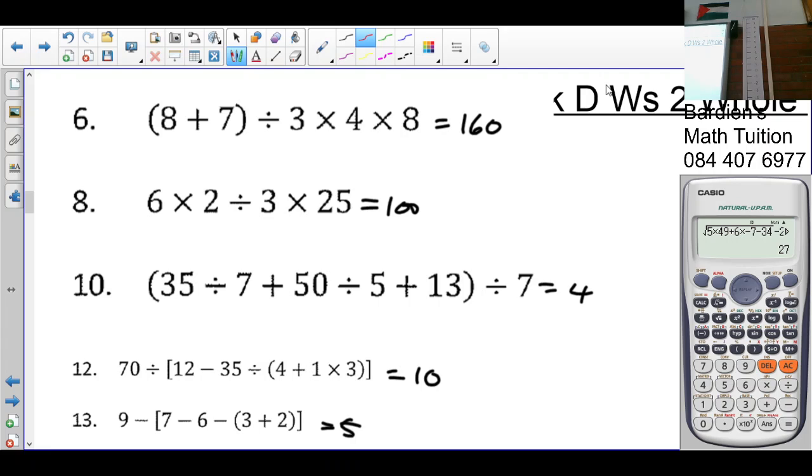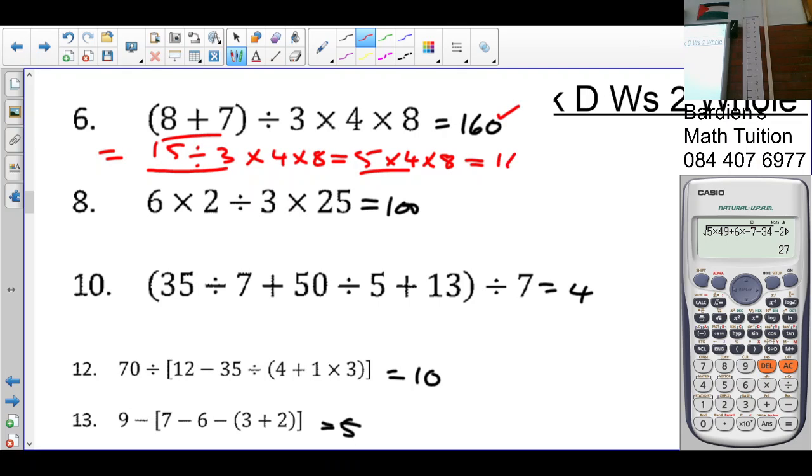180. Right, read for me your first line you have. 15 divided by 3. So you did that first, yes? Good, carry on. And then 5 times 4 times 8, yes? And then 20 times 8. So 20 times 8 is 160, which is correct. Oh. You're multiplying it. Okay.